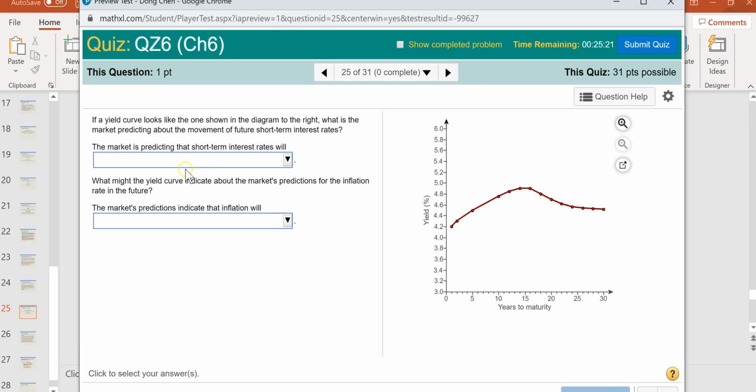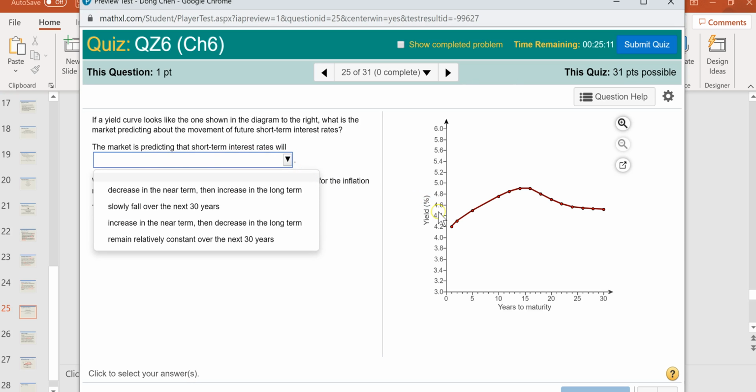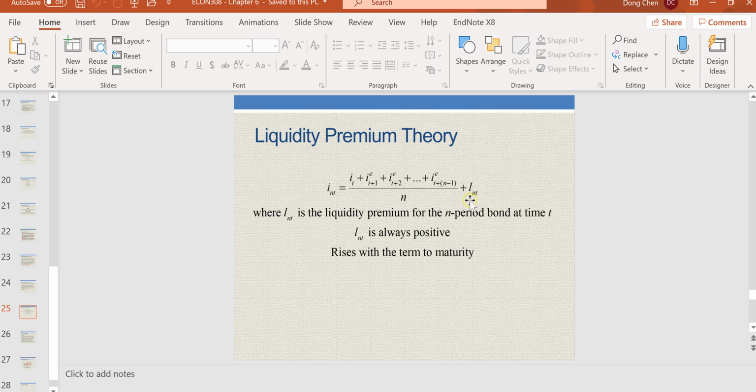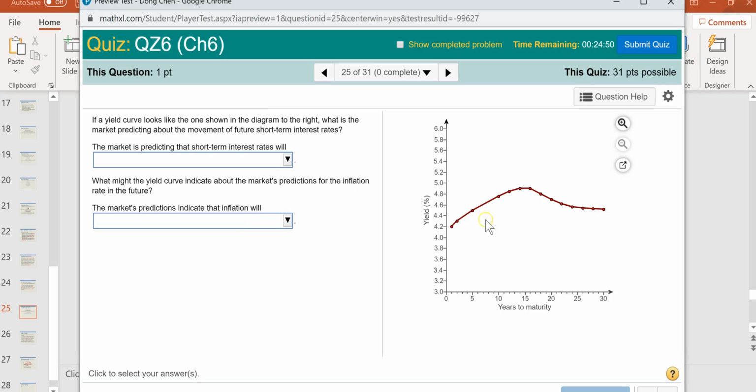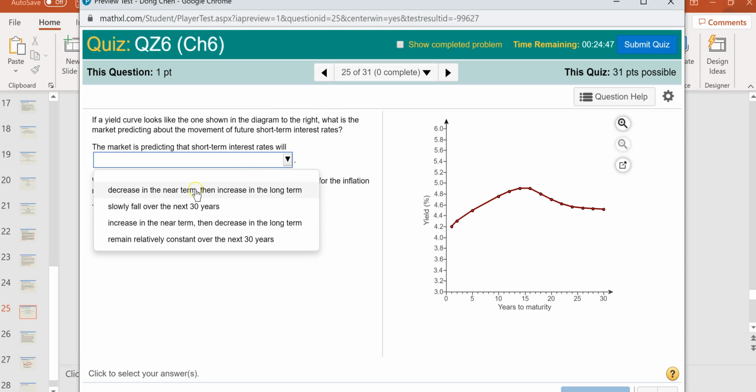And then we look for the answer which can match our discussion so far. The market is predicting that short-term interest rates will likely rise and then fall. That's one possibility: will increase in the near term and then decrease in the long run. But we said there could be other possibilities, like it might stay constant, because the second term could also drive an increase of the medium term interest rate. But let's check whether any other choice can give us a better answer than this one.